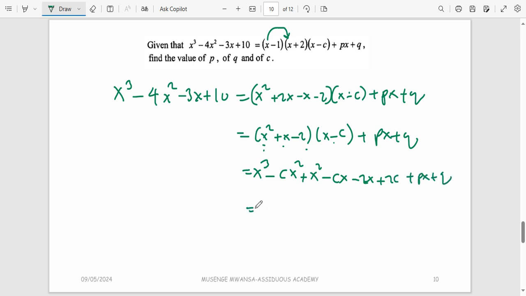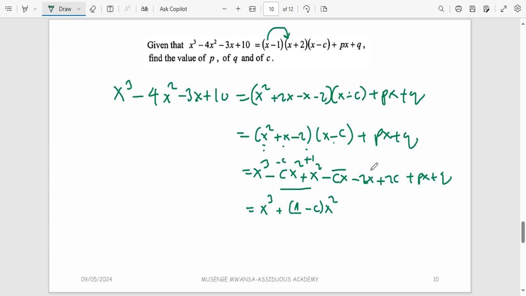And then now put like terms together. Those which have got a power 2, arrange them together. So this would be x to the power 3. These two have got a power 2, so factorize out the x squared. Here we're going to have a negative c remaining, here we're going to have a positive 1 remaining. So we're going to have a positive 1 and a negative c, and then we'll put x squared at the end.